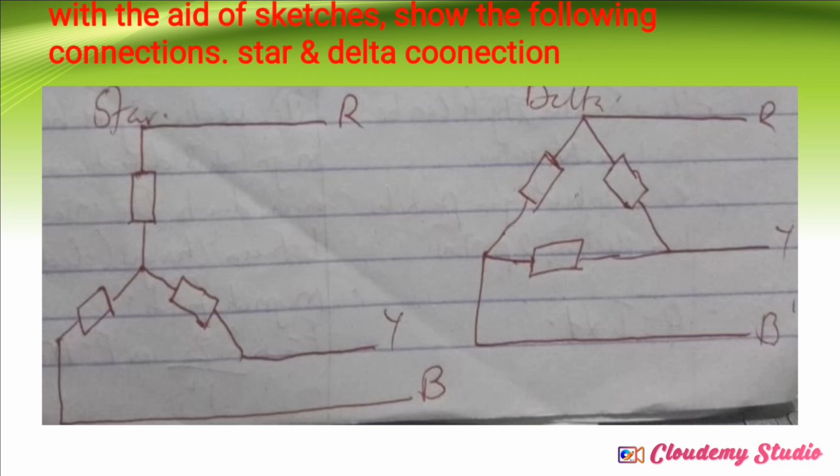For a delta connection, all the loads are connected in a ring, and the outer ends of the loads are connected to the phases. So there is a triangle with three loads connected in the form of a ring, and the outer endings are connected to the main supply. That is how you can show the connections of a delta, and at the same time the connections of a star.